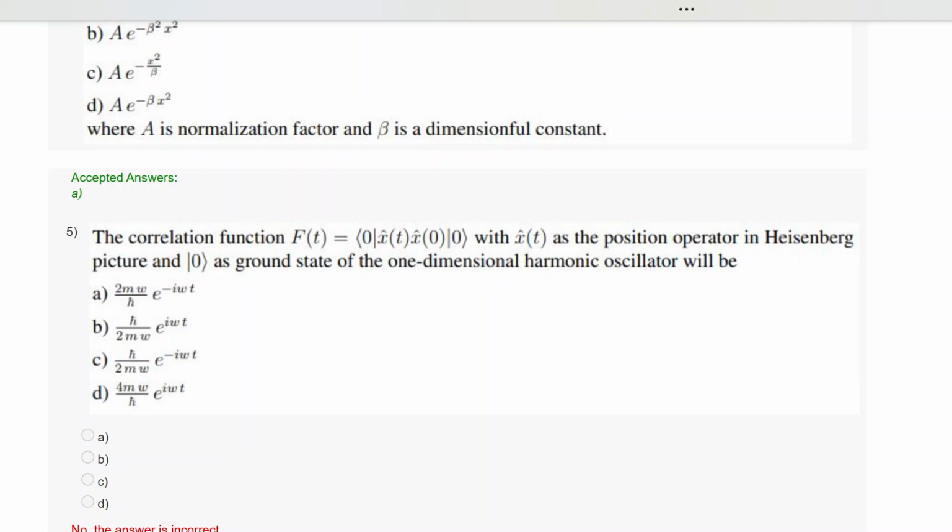So here you can write down the correlation function with the position operator. In this case it can be broken down into the position creation and annihilation operator format for a harmonic oscillator, and then applying the Heisenberg picture you can add a time evolution to those operators. After that you can solve the whole thing, but you have to first break it down into the known format of the position operator for a harmonic oscillator.